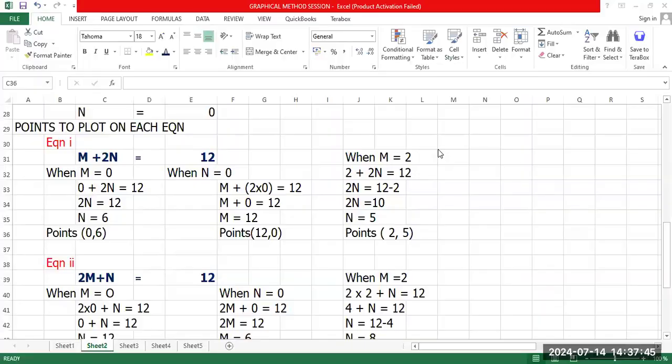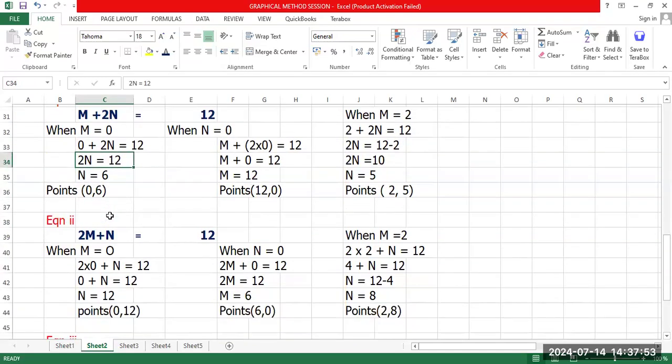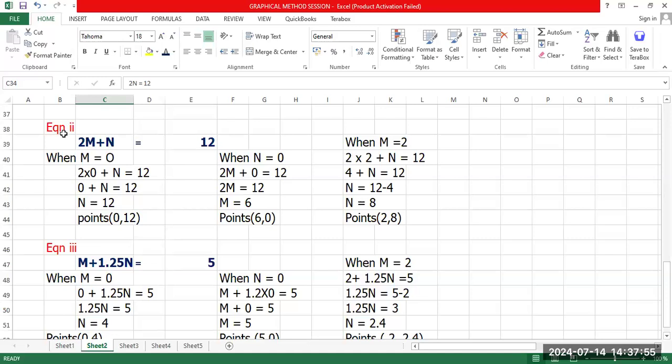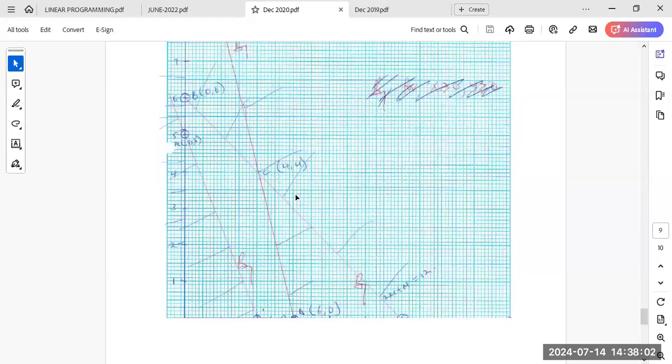Agnes, is it now okay? Yes. You do the same for other. Thank you. Do the same for equation 2. Once you join your line, colleagues, let me explain this. Once you join your line, before you go to the next equation, we need to know which side we can shade. Which side can we shade? What is the unwanted region?